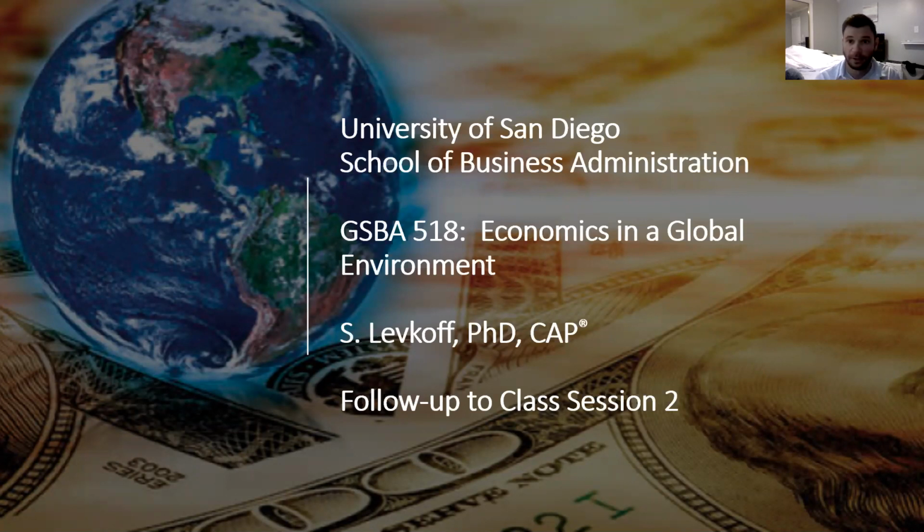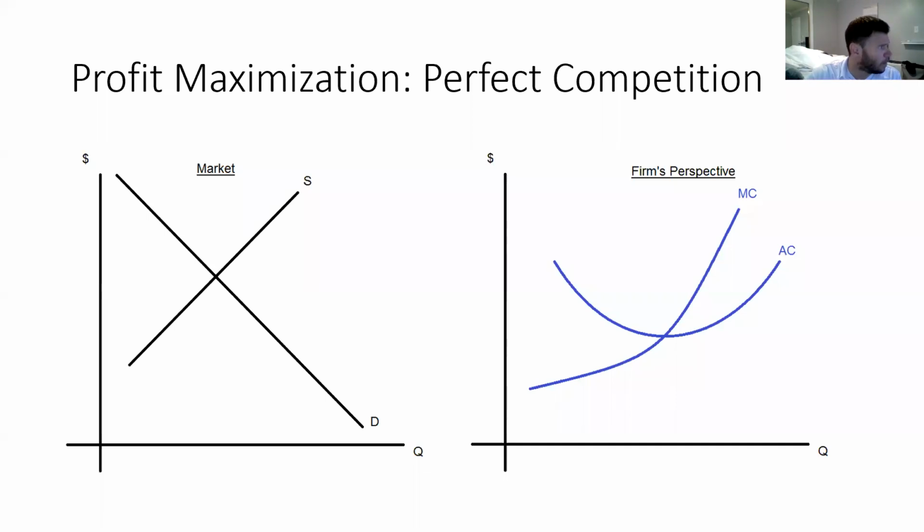This is the follow-up to our class session number 2, and I wanted to just start by reviewing the perfectly competitive profit maximizing behavior of firms in our competitive market model. So to start, recall that the price in a market is determined by the supply and demand in that market.